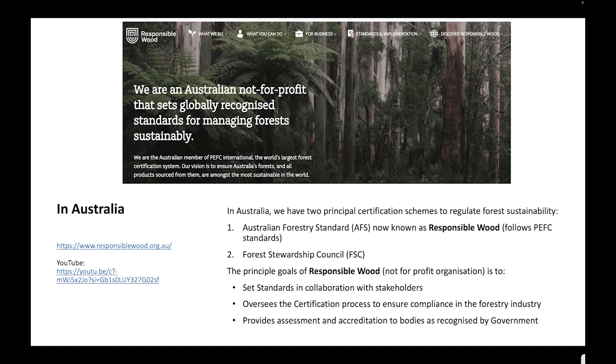In Australia, we have two principal certification schemes to regulate forest sustainability. We have the Australian Forest Standard, which is also known as Responsible Wood, and Responsible Wood promotes and follows the PEFC standards, which we talked about in the previous slide. And it also follows the Forest Stewardship Council guidelines. The principal goals of Responsible Wood, which is a not-for-profit organisation, is to set standards in collaboration with stakeholders. It oversees the certification process to ensure compliance in the forest industry, and it provides assessment and accreditation to bodies as recognised by government.